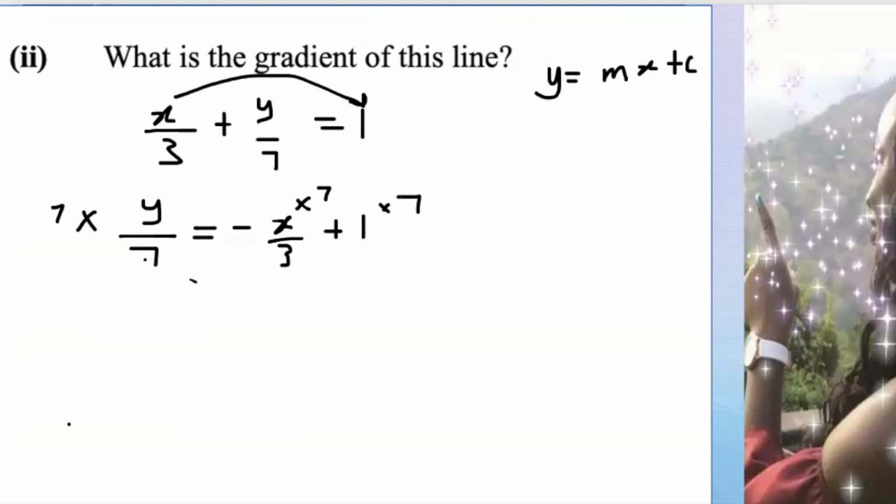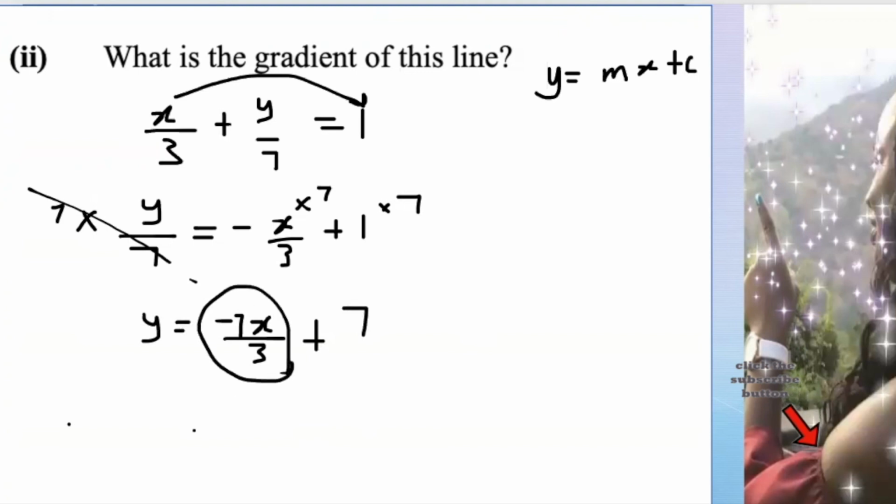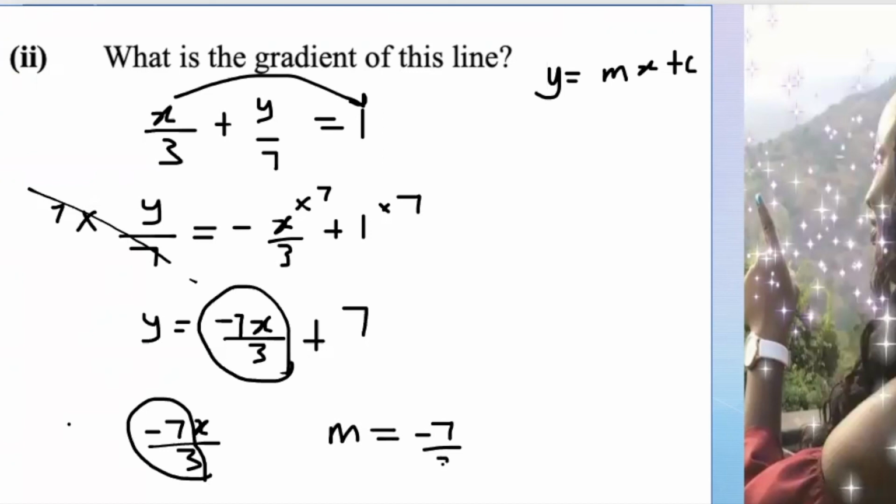Here the 7 cancels. So all I'm left with is y is equal to minus 7x over 3, because I multiply this by 7, and 1 times 7, that's 7. So here now I have minus 7x over 3. That will give me the gradient. The coefficient is a gradient. What is in front of x is the numbers that we have here, and this is a fraction. So the gradient here is a negative 7 over 3.